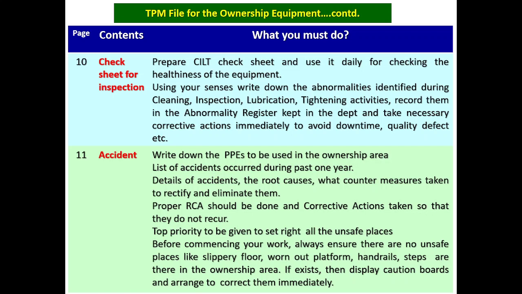Proper RCA should be done and corrective action taken so that they do not recur again. Before commencing a work, always ensure there are no unsafe places like slippery floor, worn out platforms, handrails, and corroded steps in the ownership area. If they exist, cordon this area, display caution boards, and arrange to correct them at the earliest.